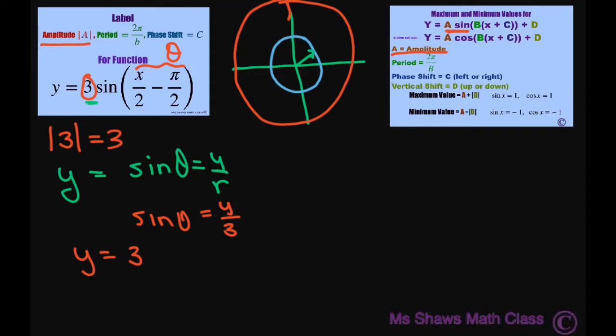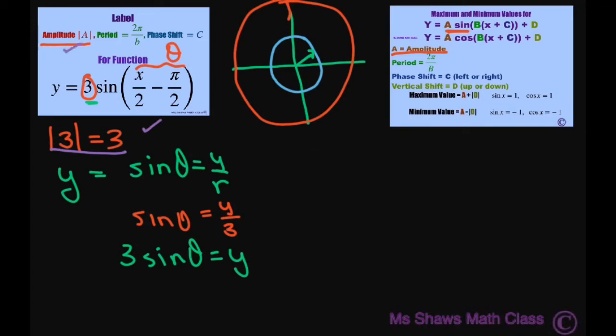Well, we've got too many y's here. So if you cross multiply, you get 3 sine of theta equals y. But anyway, the radius can never be negative. So when you're graphing this, you might have a reflection over the x-axis, but that's why you always do absolute value. All right, so there's your amplitude. We did that one.